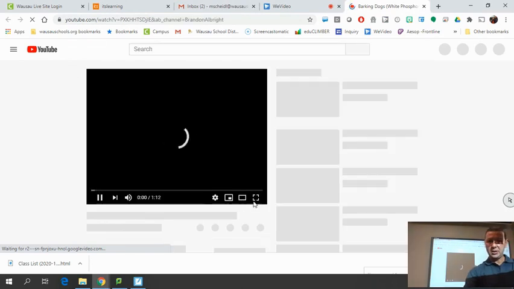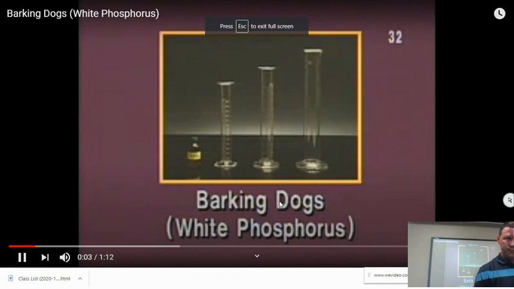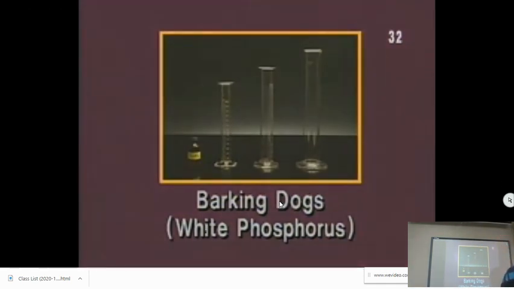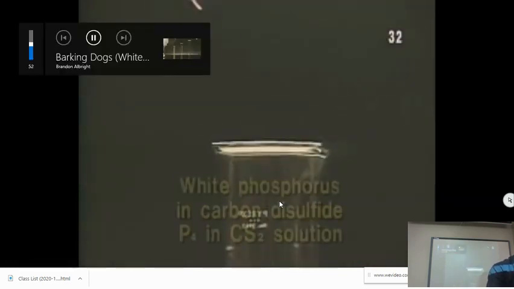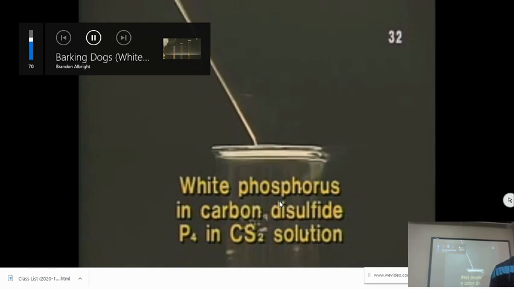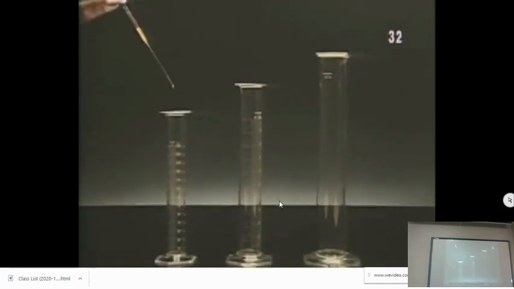So we'll watch barking dogs. Covered with pieces of filter paper. A solution of bright phosphorus dissolved in carbon dioxide. Watch and listen, focusing your attention on both the paper and the cylinders.